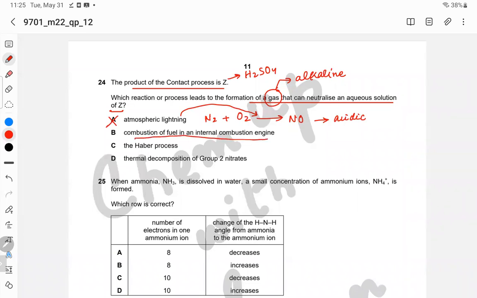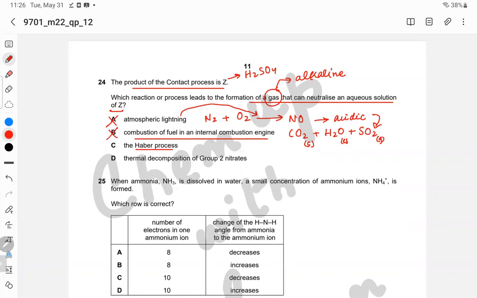Combustion of fuel in an internal combustion engine. So the normal products are carbon dioxide, water, sulfur dioxide, right? So these are all acidic as well. So B goes wrong. Haber process.